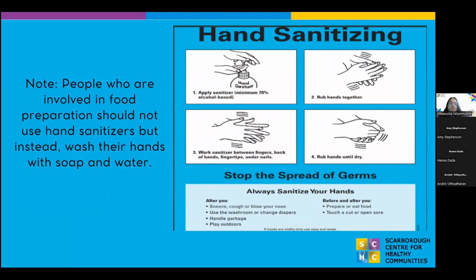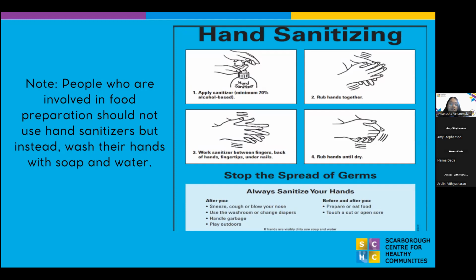And the next image is about hand sanitizing. So sometimes you may not always have access to soap and water, so you can use hand sanitizers, which are also effective in cleaning your hands. So the note here is that people who are involved in food preparation should not use hand sanitizers, but should wash their hands with soap and water. But like I mentioned, if you do not have access to soap and water, you can use hand sanitizer.